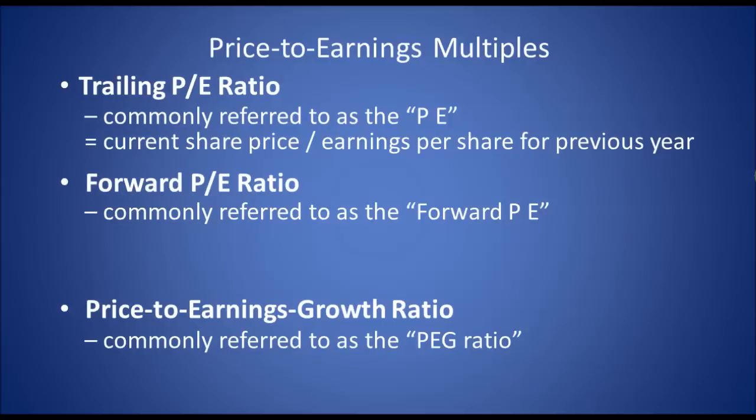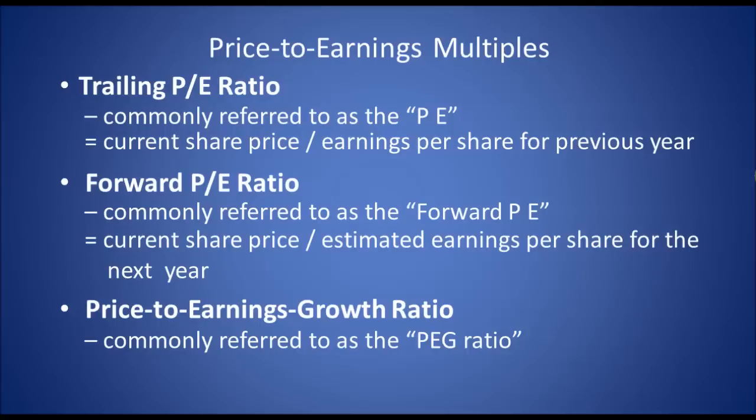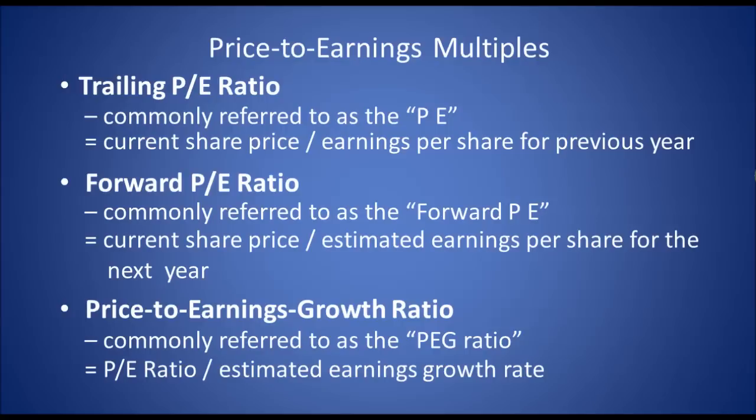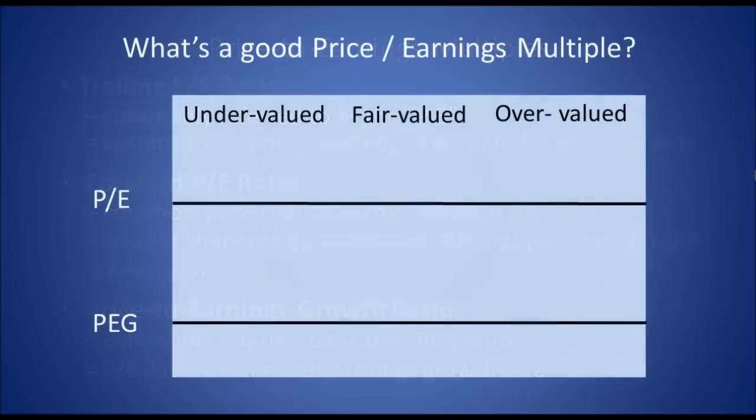The PE is calculated by dividing the current share price by the earnings per share for the previous year. The forward PE is calculated by dividing the current share price by the estimated earnings per share for the coming year. And the PEG ratio is calculated by dividing the PE by the projected earnings growth rate. So now you may be asking yourself, what is a good PE or a good PEG ratio? Well, what is a good price per pound for ground beef?